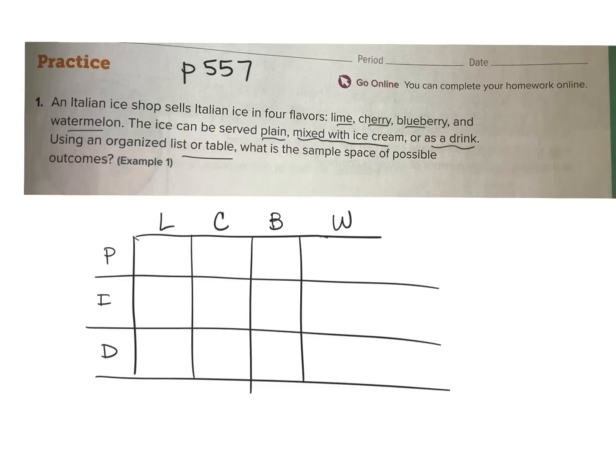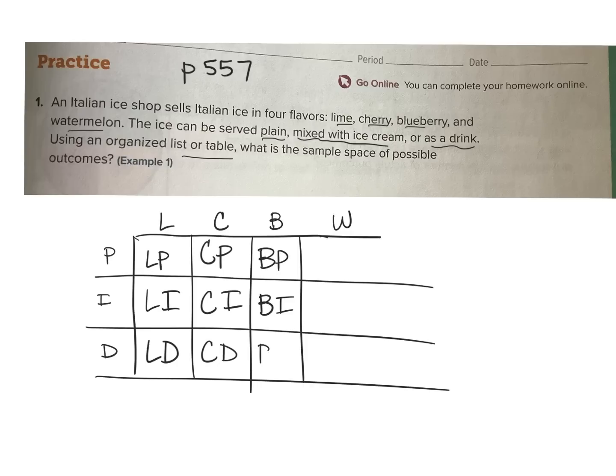You could say, hey, I could get lime and plain. You sort of fill it in like a multiplication chart. Or I could get lime and ice cream, or lime and a drink. Or I could get cherry and plain, cherry and ice cream, cherry and drink. Or I could get blueberry and plain, blueberry and ice cream, blueberry and drink. Or watermelon and plain, watermelon and ice cream, or watermelon and drink. So I just made a list.